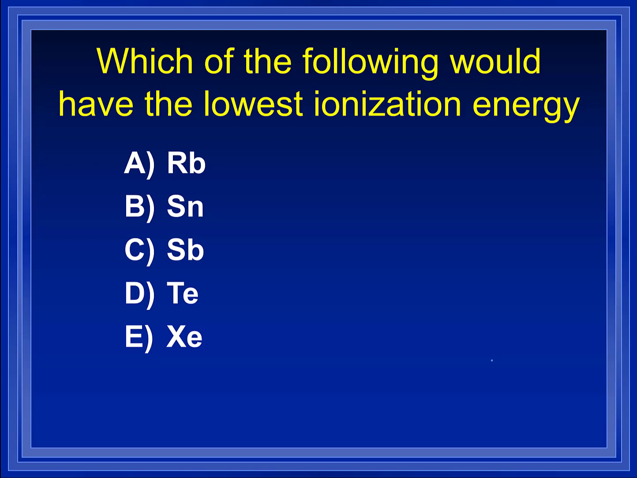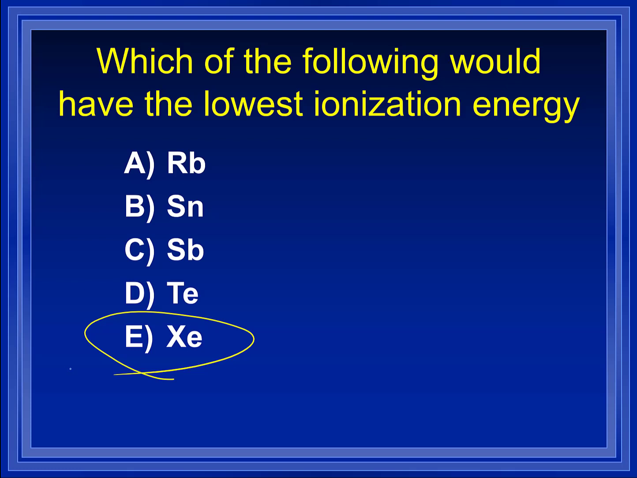Okay, so this is a period trend. Te is right before Xe. As I go across the period, ionization energy tends to increase. So the biggest ionization energy, the hardest one to change, will be the noble gas.